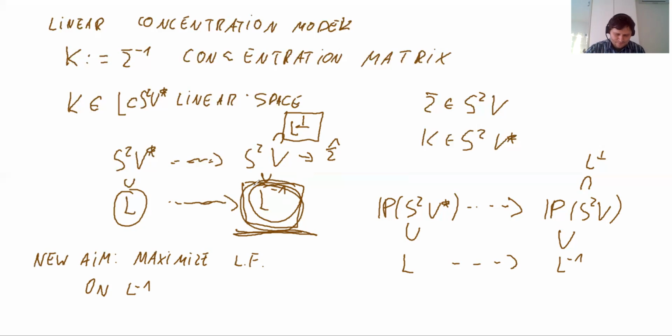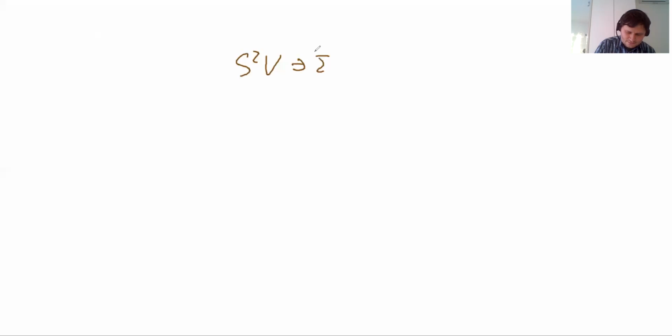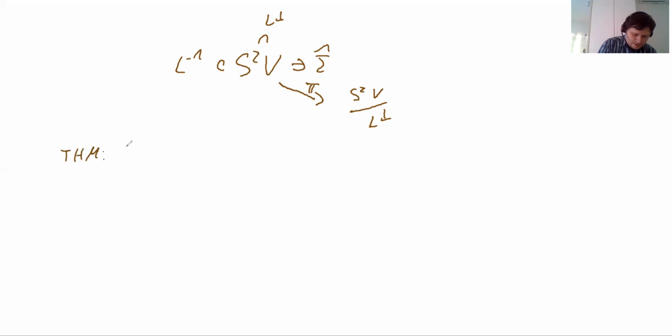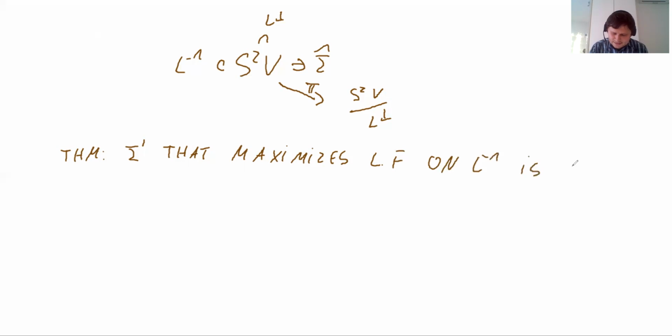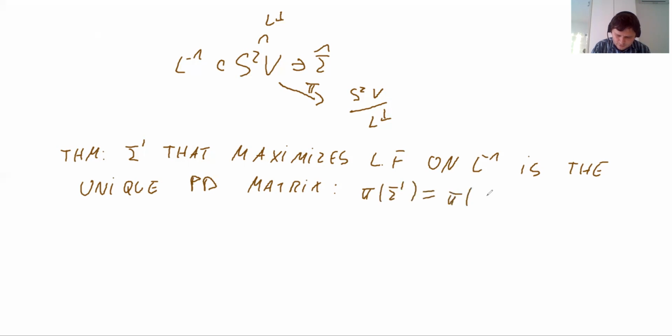Now there is good news. I want to write it as a theorem. So in S2V, we have our sigma hat, we had our L perp, and we have our L inverse. And there is also a natural projection to S2V divided by L perp, because these are just vector spaces. Let me call this projection pi. So the theorem: the sigma prime that maximizes the likelihood function on L inverse is the unique positive definite matrix such that pi of sigma prime is equal to pi of sigma hat.